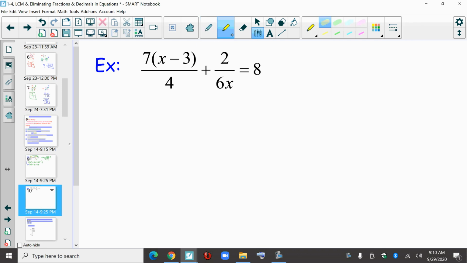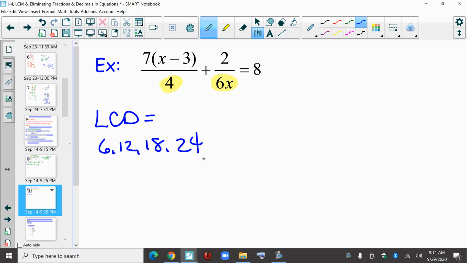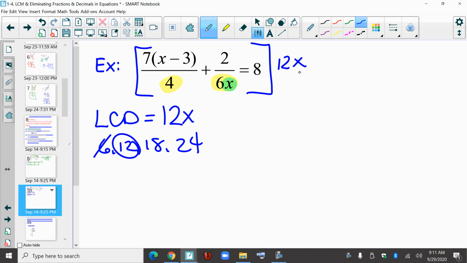Next, find your fractions. My fractions are 4 and a 6x. So what we're going to do is we're going to find the least common multiple between 4 and 6. So what is the first multiplication table? So I'm going to do 6, 12, 18, 24. Does 4 go into 6? No. Does 4 go into 12? Yes. So 12 is my LCD, but guess what? I cannot forget about this lovely x. That x has to be a part of my LCD. Okay? So now we're going to multiply this whole thing by 12x.